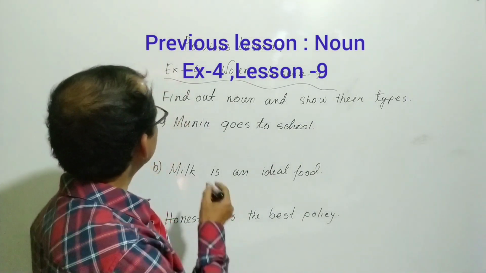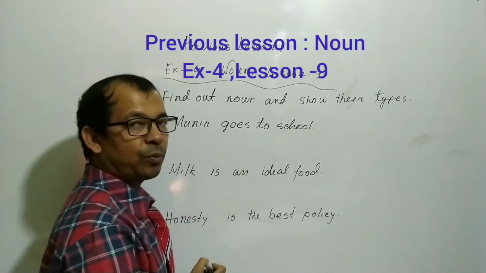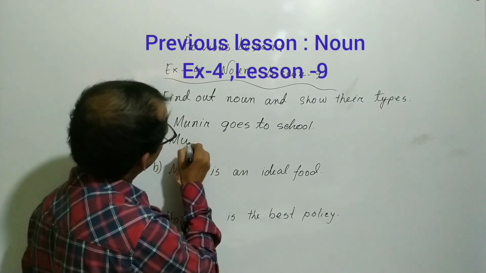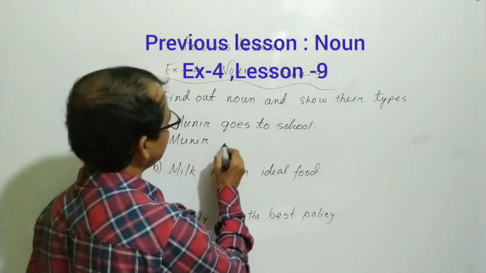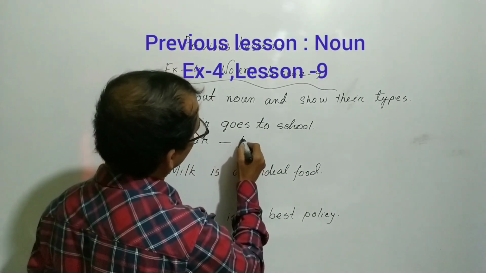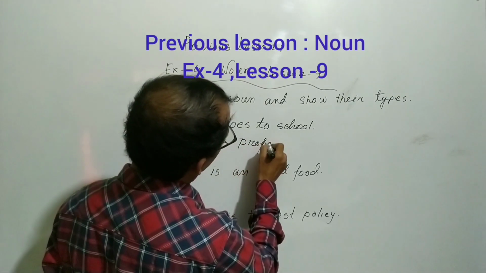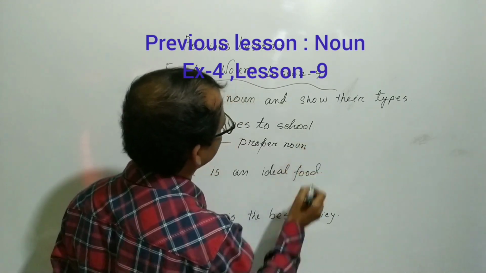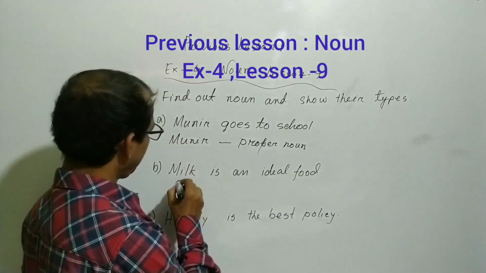Okay. So, first one, Munir goes to school. So, in this sentence, which one is a noun? Okay, this is Munir. Okay, my dear student, Munir is noun. So can you tell me what kind of noun? Yes, this is proper noun. Can you tell me why? Because it's the particular name of a person.